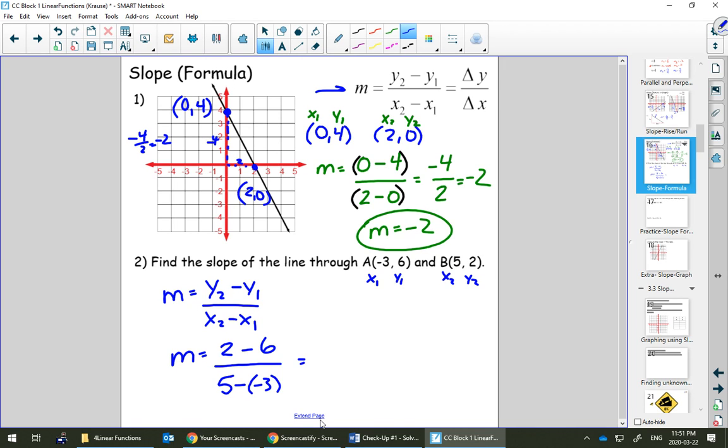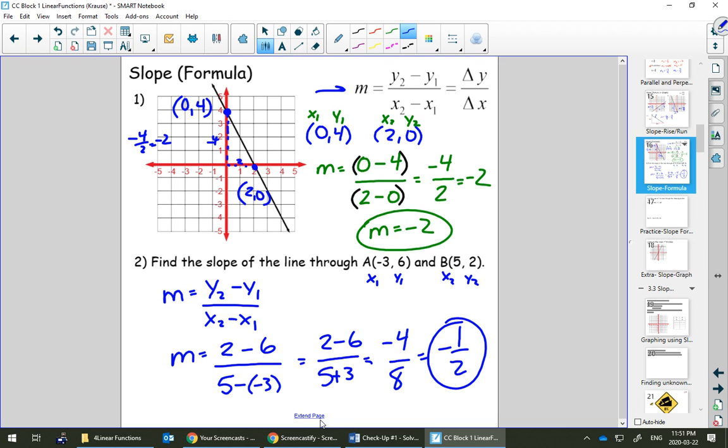Well, y2 is 2, minus y1 is 6, x2 is 5, minus x1 is a negative 3. So 5 minus negative 3, I'm going to switch that to 5 plus 3. So 2 minus 6 is negative 4, 5 plus 3 is 8, negative 4 over 8 is negative 1/2. So the slope of that line is negative 1/2.